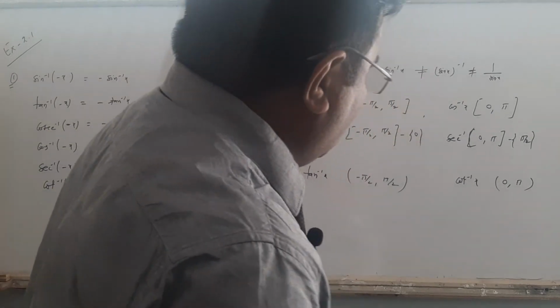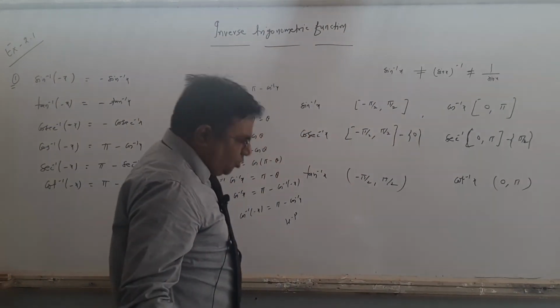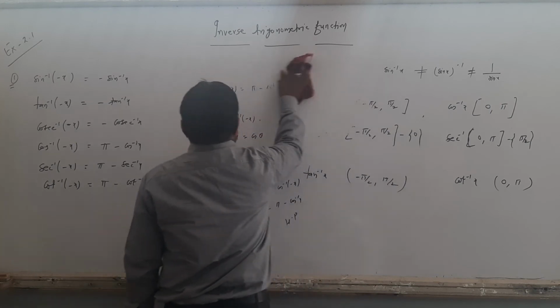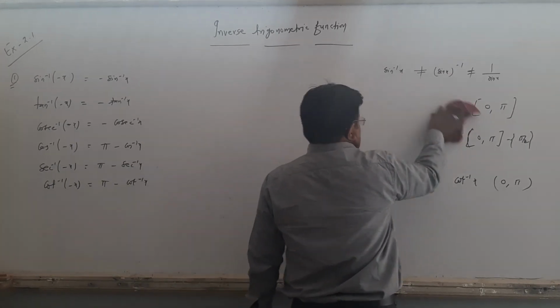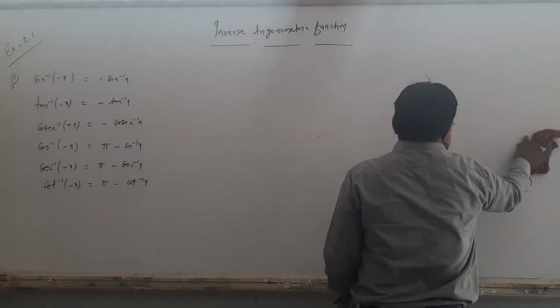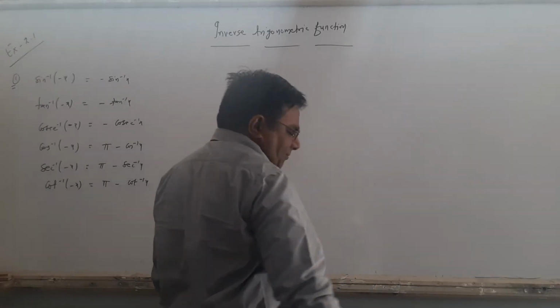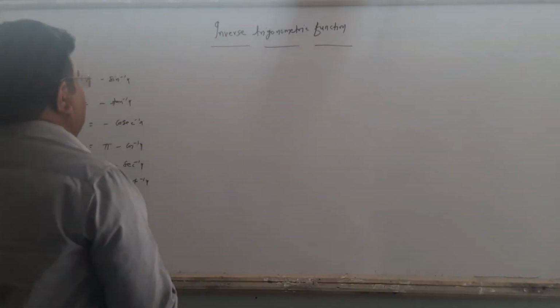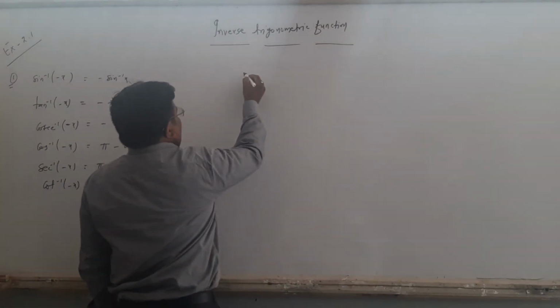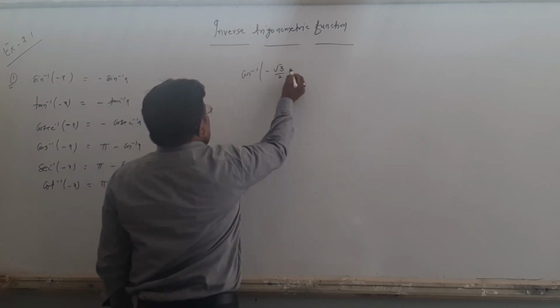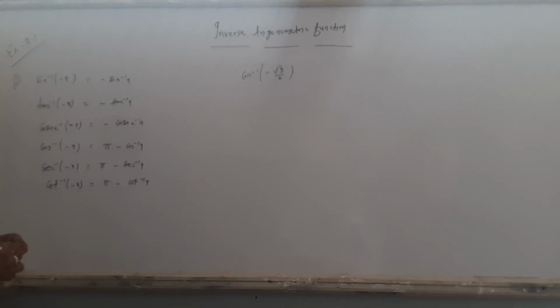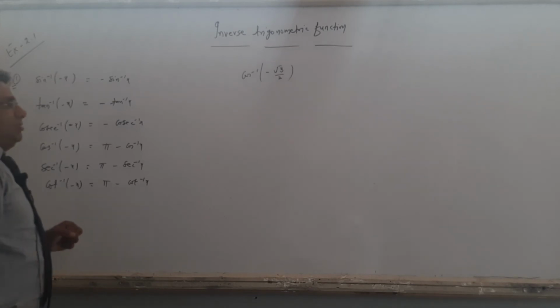Now, the use of these formulas. Exercise 2.1: find the value, or the principal value, of these inverse trigonometric functions. Look here, students: in inverse trigonometric functions, the first question in the exam is for 1 or 2 marks, and there is one such question in the exercise. Find the principal value of cos inverse minus root 3 by 2. The principal value depends on the range.